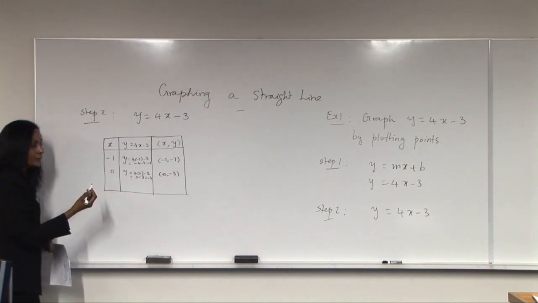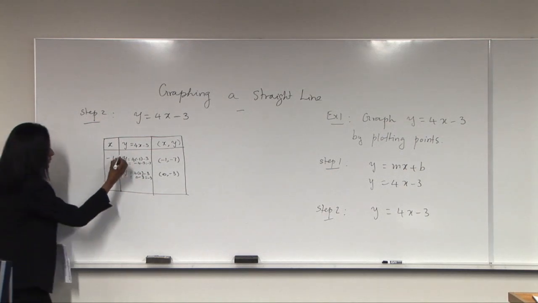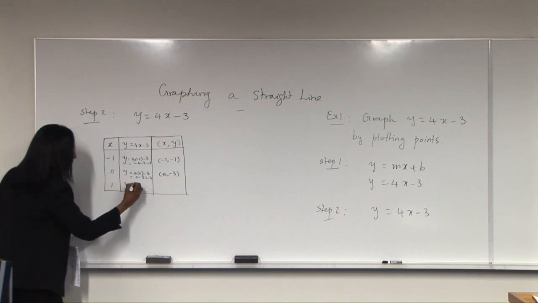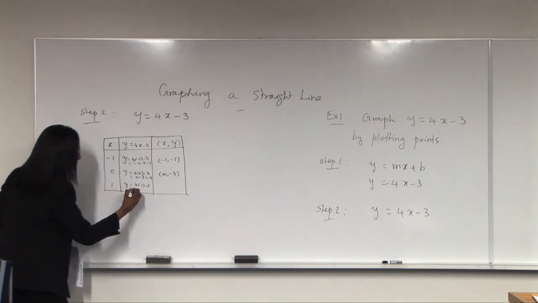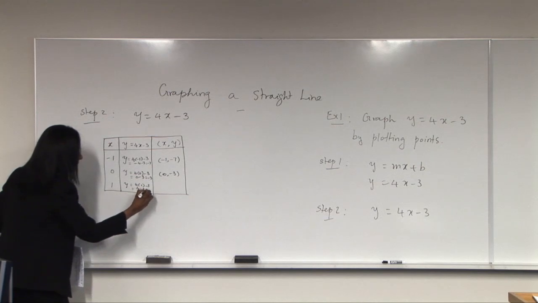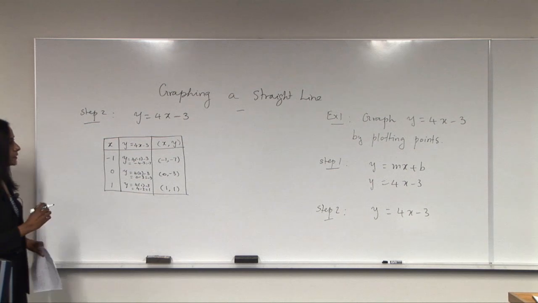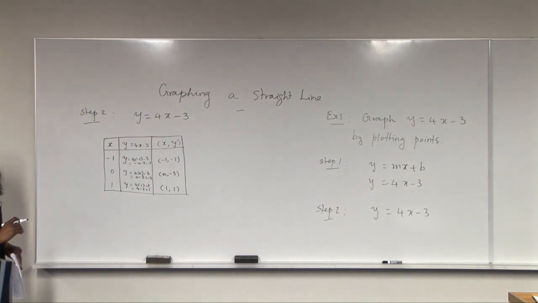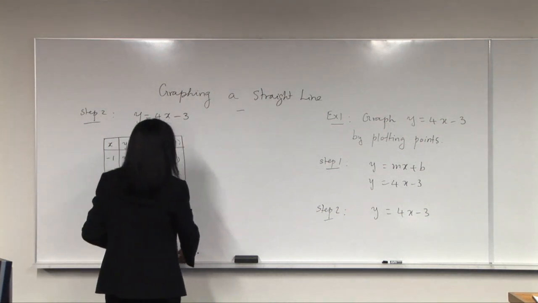Next, let's give one more value for x. So x is equal to 1. So let's find out what your y is. So 4 times, in the place of x, I'm plugging in 1 minus 3. So 4 minus 3 is equal to 1. So 1, 1. So we have 3 ordered pairs. The next step is we are going to graph these ordered pairs on the rectangular coordinate system.